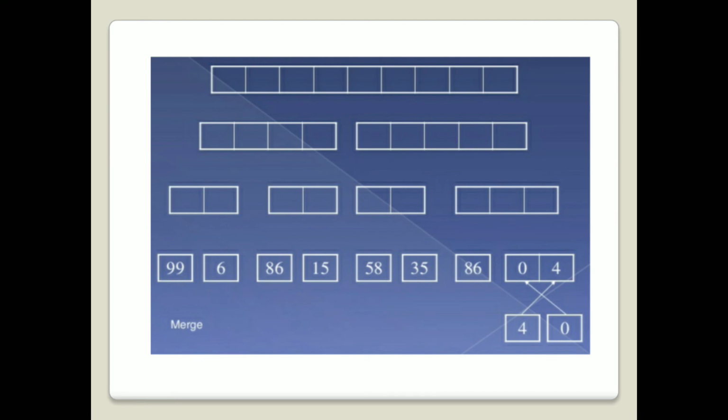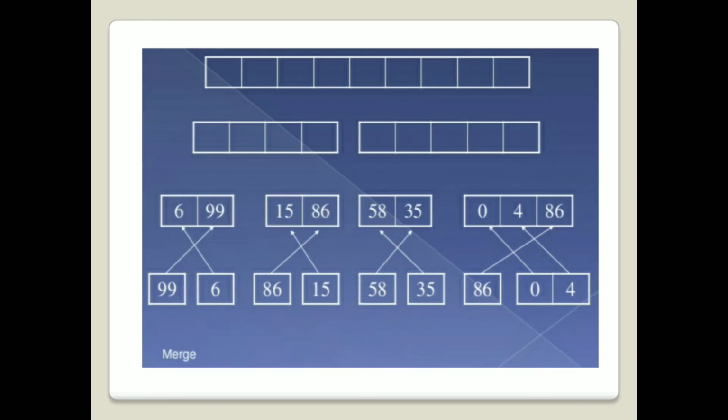Now we are going to the second phase, that is conquering. In this phase, first we compare elements of each list and combine them into another list in sorted order. We compare 4 and 0, and in the target list we put 0 first, followed by 4. Then compare 99 and 6. We put 6 first, then 99.